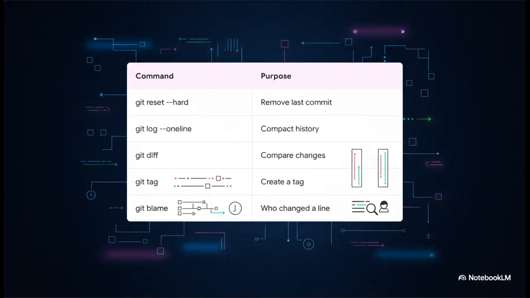Now it's time to translate all this knowledge into actual interview success. Hiring managers are definitely going to expect you to know these advanced commands off the top of your head. You should absolutely know that git reset --hard removes commits and changes entirely. Git log --oneline gives you a really nice compact history overview. Git diff lets you compare changes line by line. Git tag is used for marking specific release versions. And a definitive favorite for hiring managers is git blame. That one tells you exactly who changed a specific line of code and when they did it. It's an invaluable tool when you're trying to figure out why a system just suddenly broke.